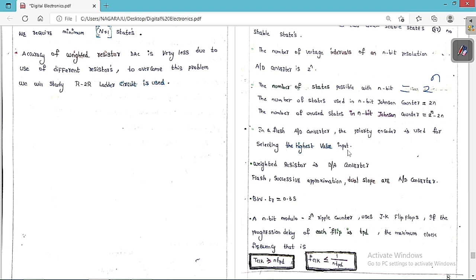So in a flash type ADC, the priority encoder is used for selecting the highest value input. Whichever input is highest means maximum priority, and that corresponding output only we are going to get.